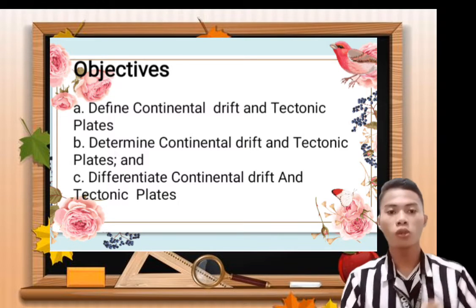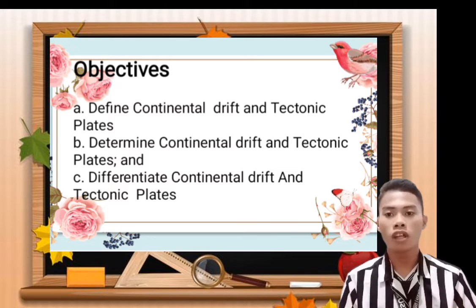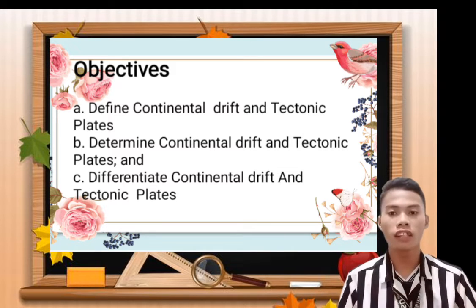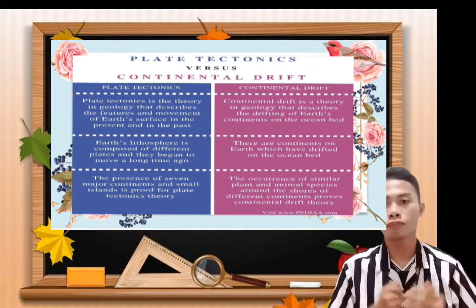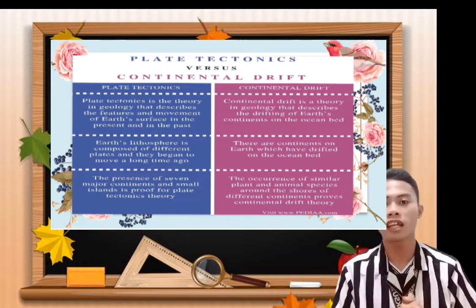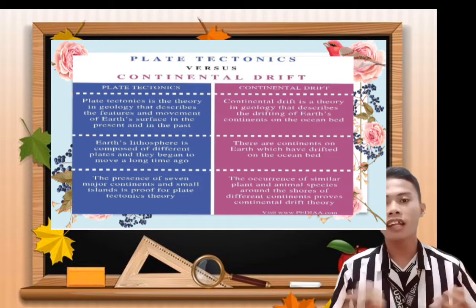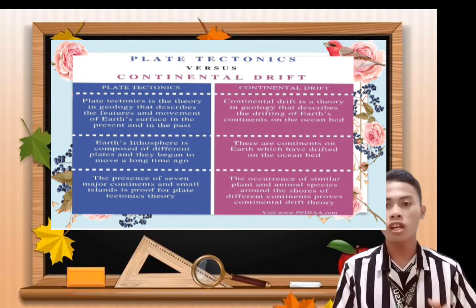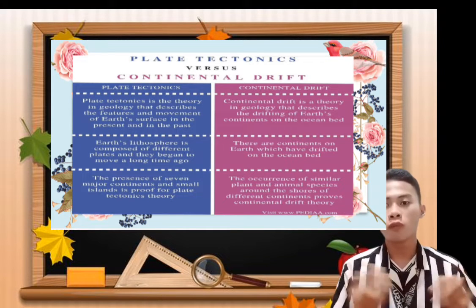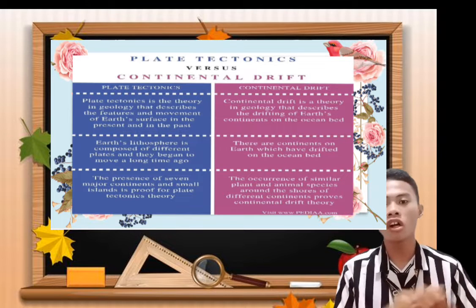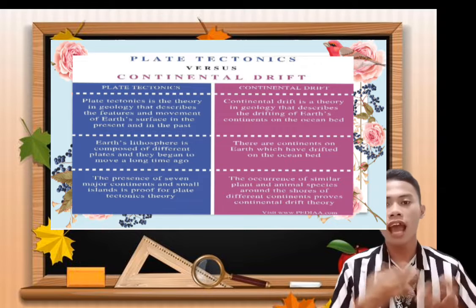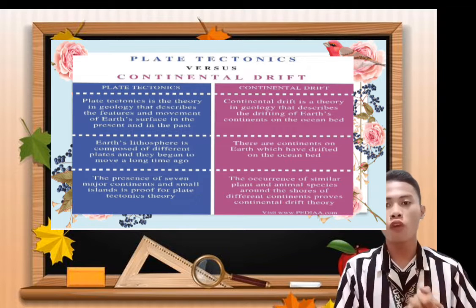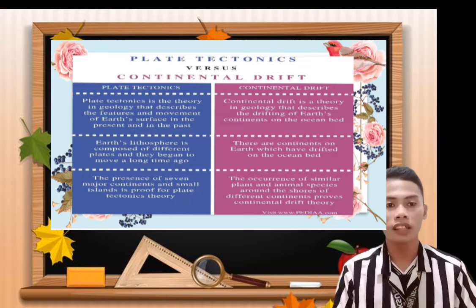Now we're going to tackle plate tectonics versus continental drift. Plate tectonics is the theory in geology that describes the features and movement of the Earth's surface in the present and in the past. Earth's lithosphere is composed of different plates, and they move over time. The presence of the seven major continents and the small islands proves plate tectonics. So that's plate tectonics.